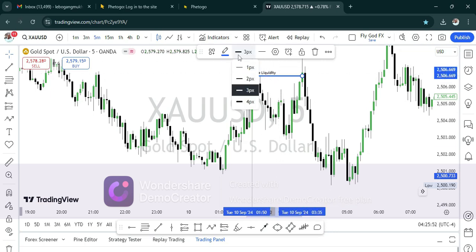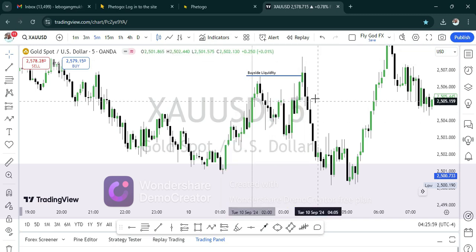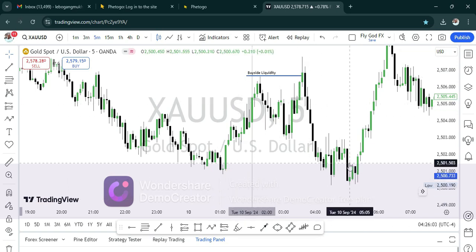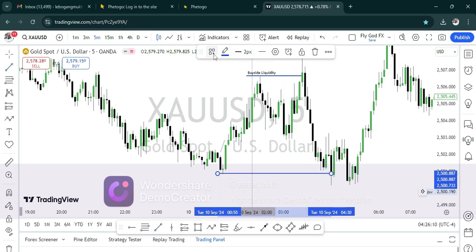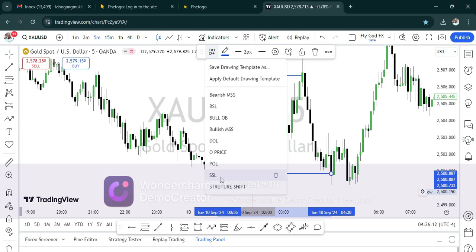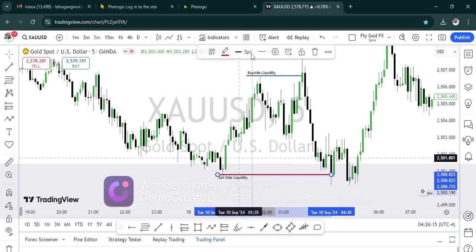If you don't get a fair value gap, or another block, or an inversion fair value gap, it means that this will be our next target. If we don't get this, then we get a sell side liquidity to the downside. So we have a low, a market low.